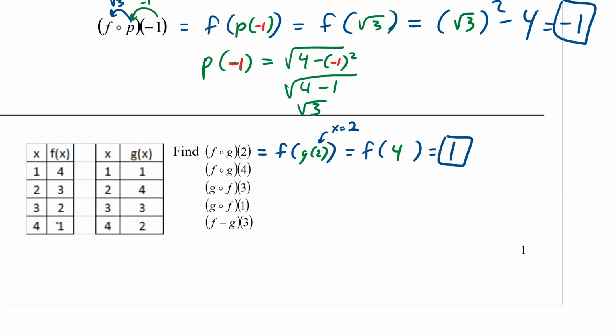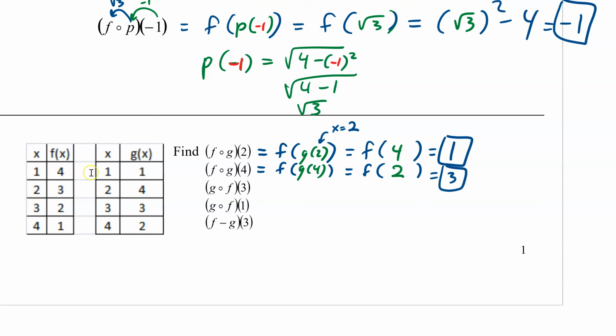There you go. Let's try it again. This would become f composed of g of 4. Okay, so 4 is our x, so we go to 4. Our g of 4 is 2. And then now we're on to the f table, so we go over to f. F of 2 is 3.